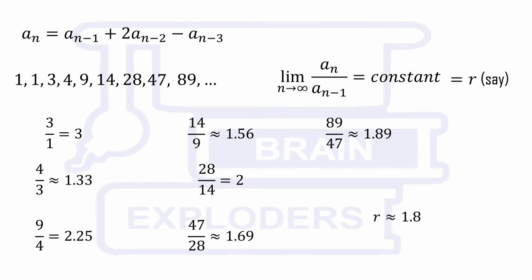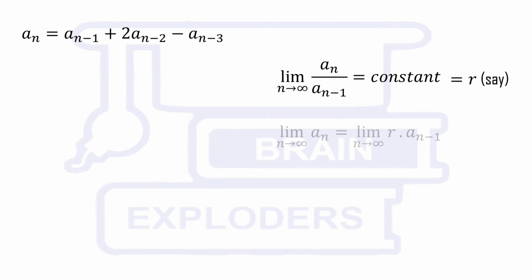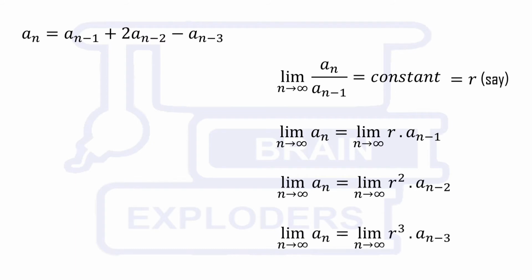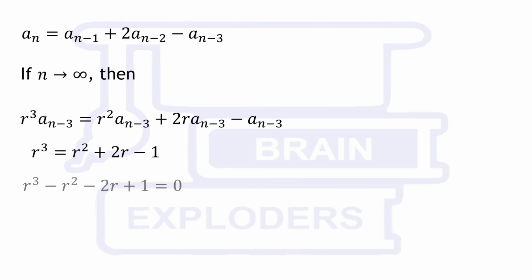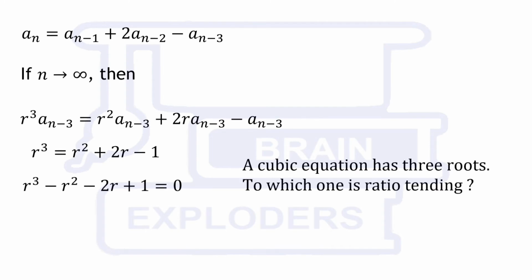Ratios of consecutive terms tend to r, so the ratios of terms at a difference of 2 and 3 places tend to r squared and r cubed. On putting these in the given relation, we get a cubic equation in r. A cubic equation has three roots, but the ratios are tending to only one value. How can we decide to which value the ratios are tending? It is the value whose modulus is largest.